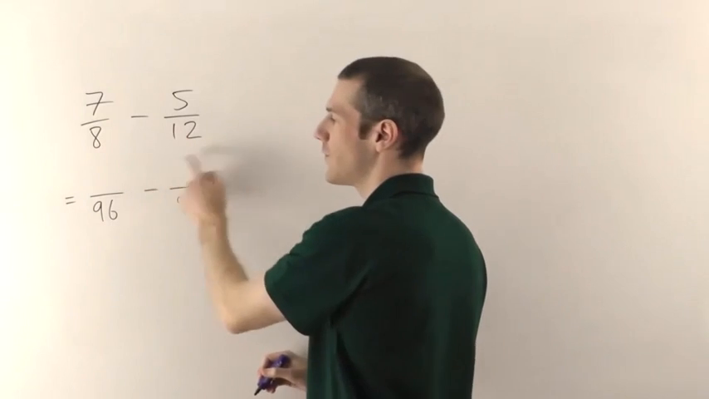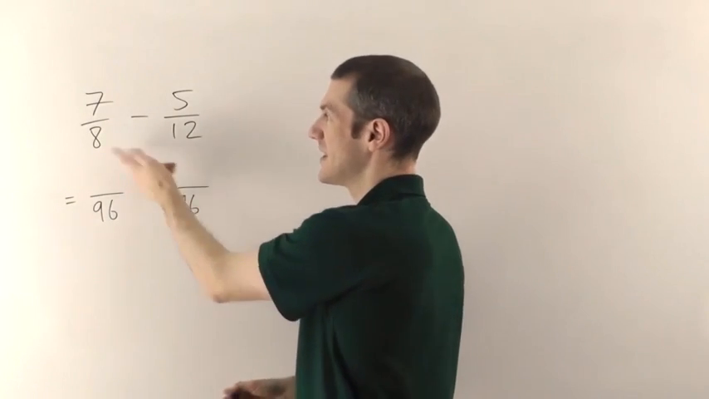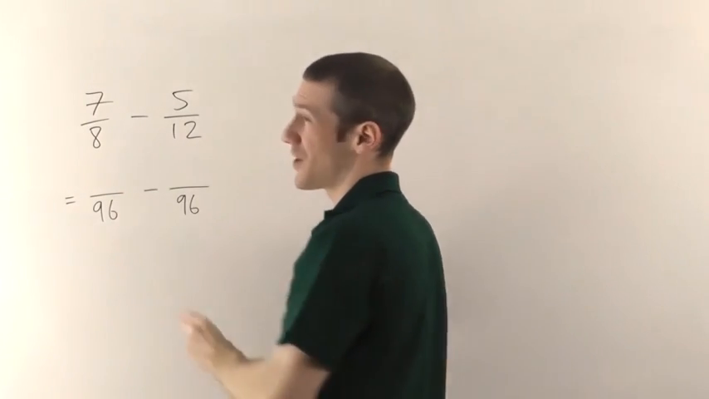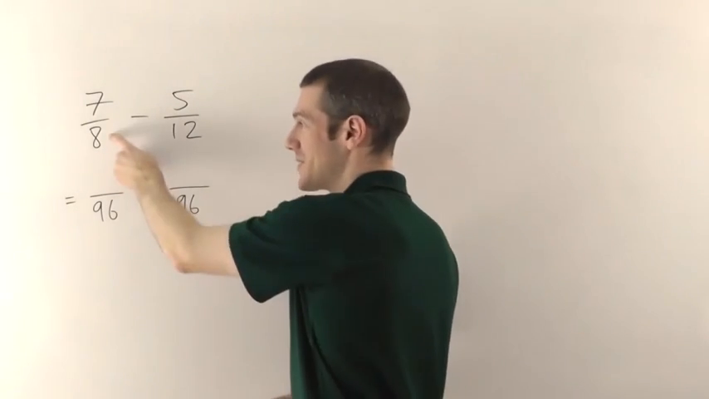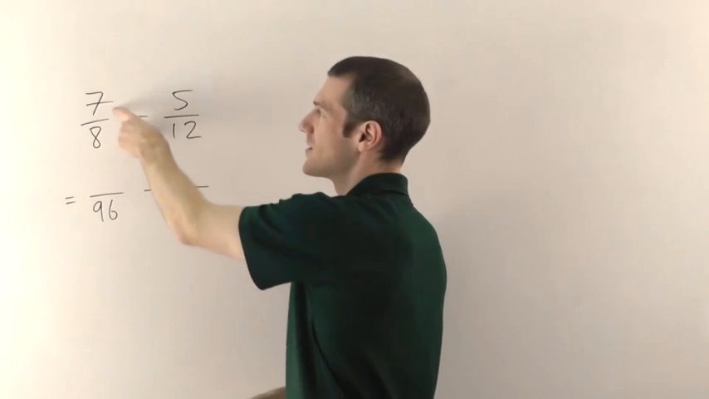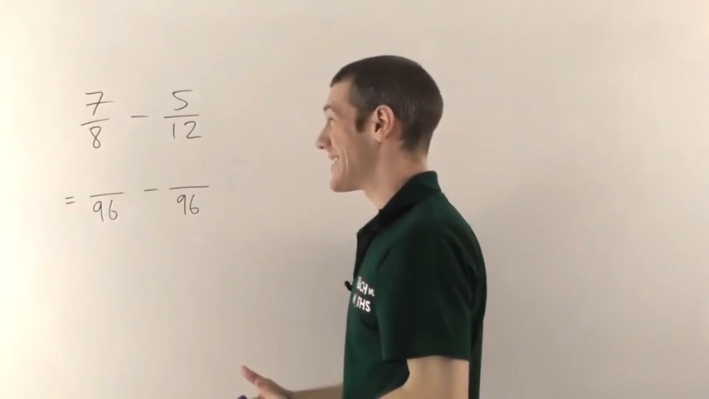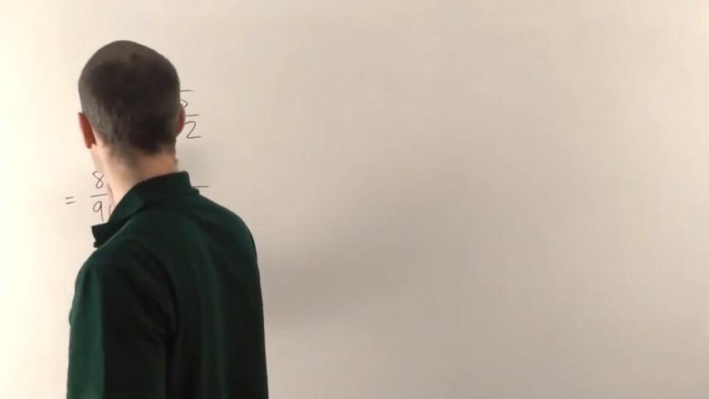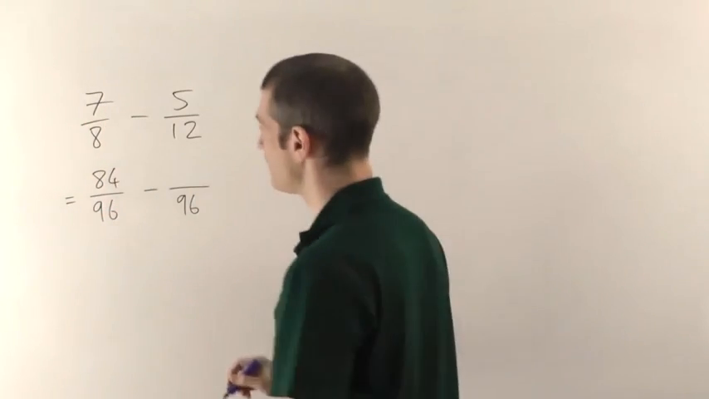And I know that 8 and 12 will both go into 96 because 8 12s are 96. So 8s into 96 go 12 times. We've timesed the 8 by 12 to get 96, so we need to times the 7 by 12 as well. And 7 times 12 is 84, I think. You can see why this is not much fun.